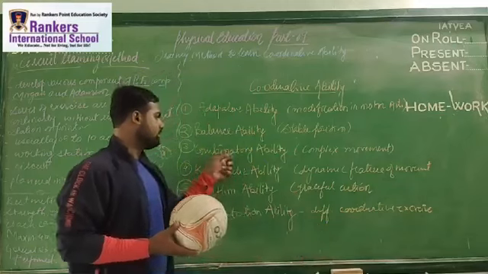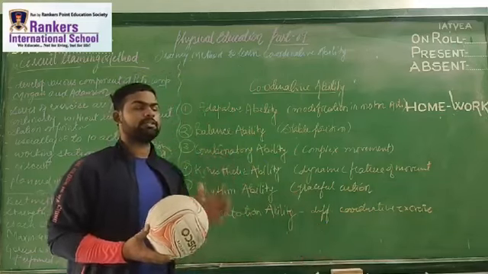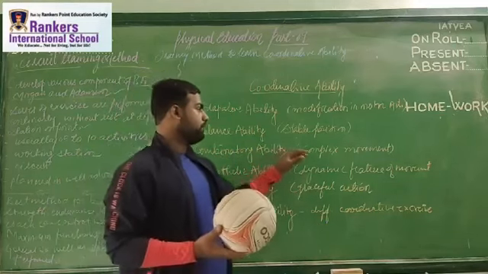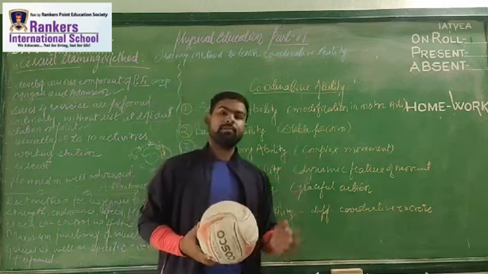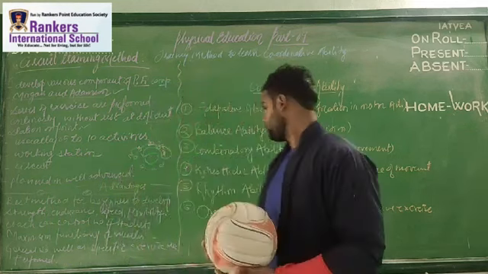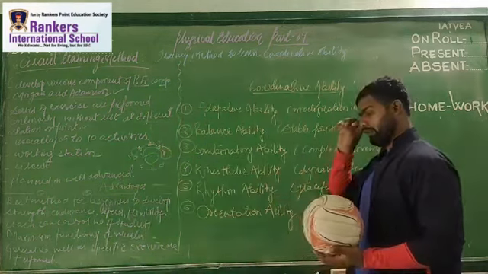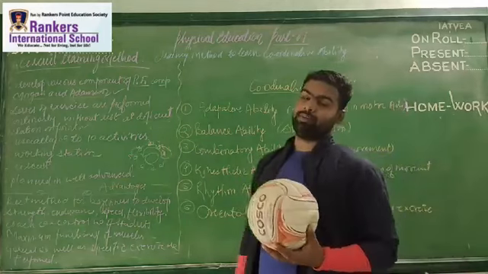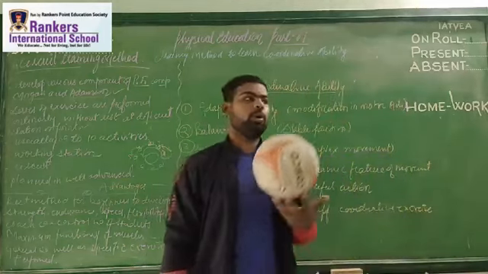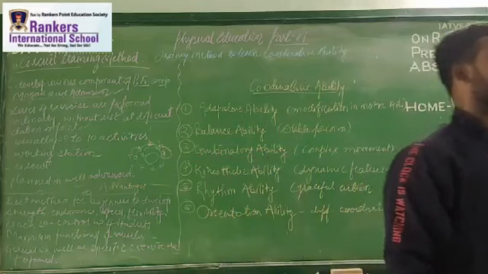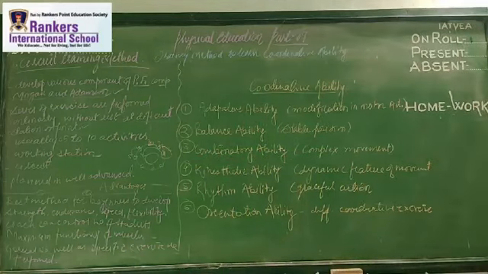So combinatory ability is the ability of an individual to perform a complex movement, to perform a complex skill. Next is kinesthetic ability. Now what is this kinesthetic ability? See, kinetic means something which is in motion. Let us think about kinetic energy. And what is kinetic energy? Energy possessed by virtue of its motion or movement, right?